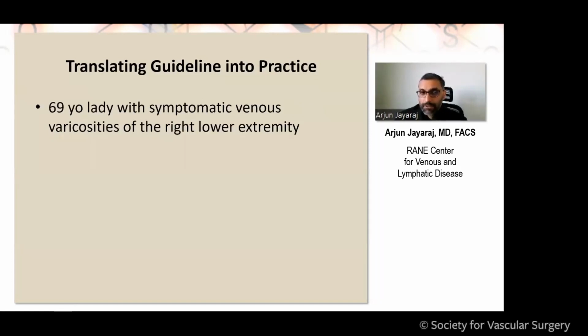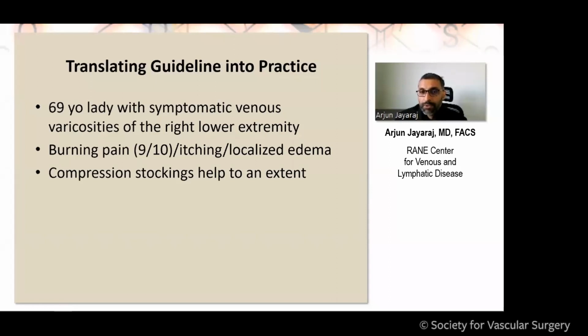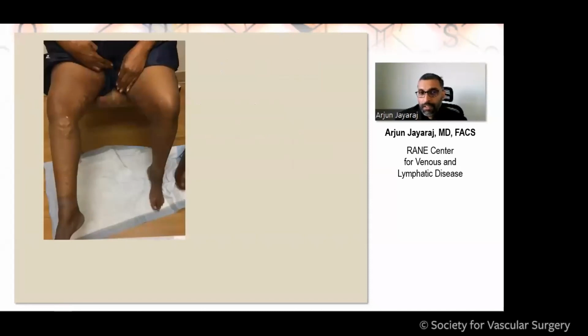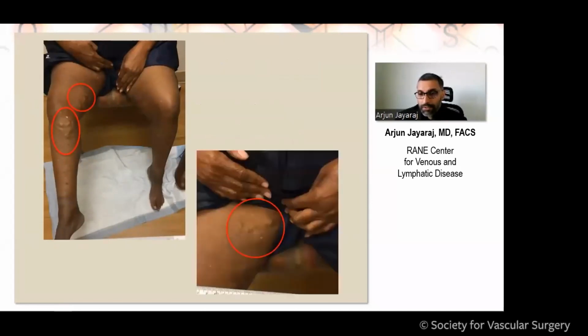Now let's consider another scenario. A 69-year-old lady presenting with symptomatic venous varicosities of the right lower extremity. Symptoms included burning pain as well as itching and localized edema. Compression stockings gave us some relief, but she still had significant residual symptoms. She also had no family history of venous varicosities, and her BMI was 33. And this is how her leg looked, and you'll notice there are significant venous varicosities just below the knee, as well as in the thigh, and she had varicosities in the groin as well.